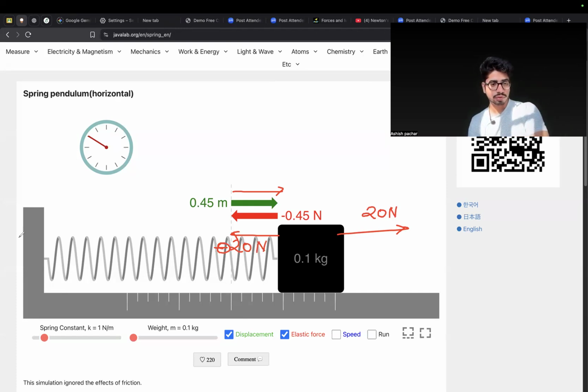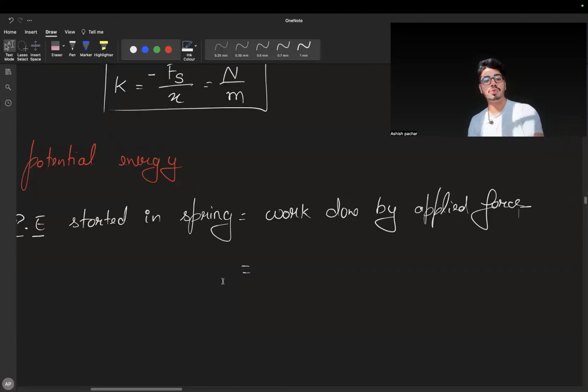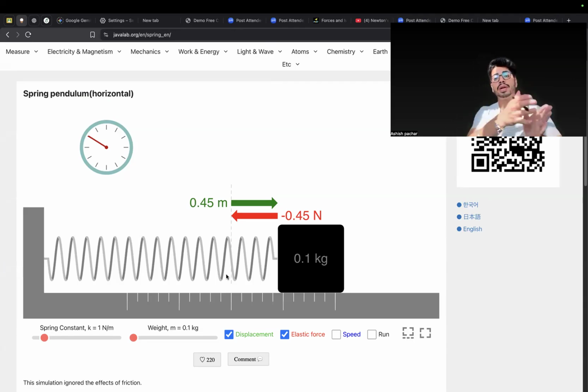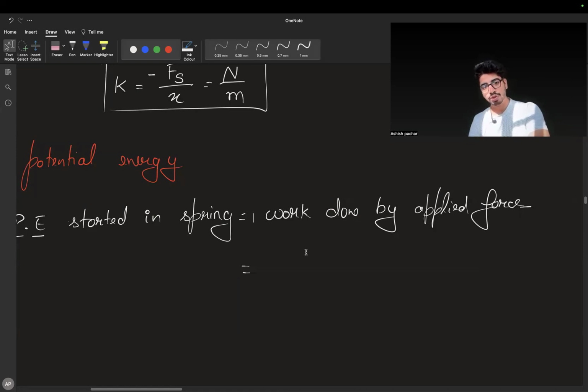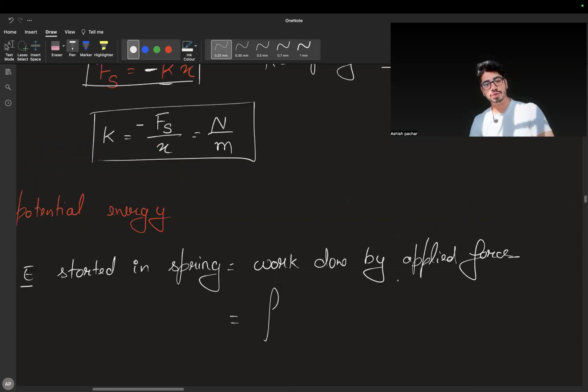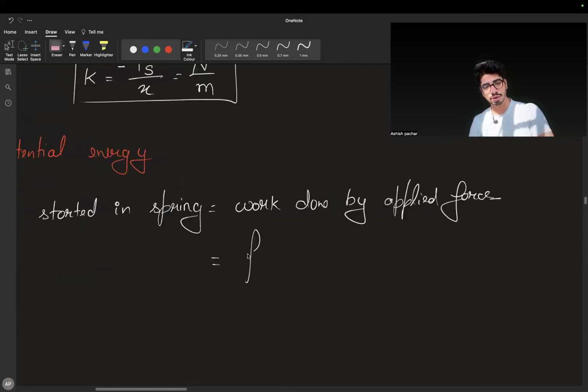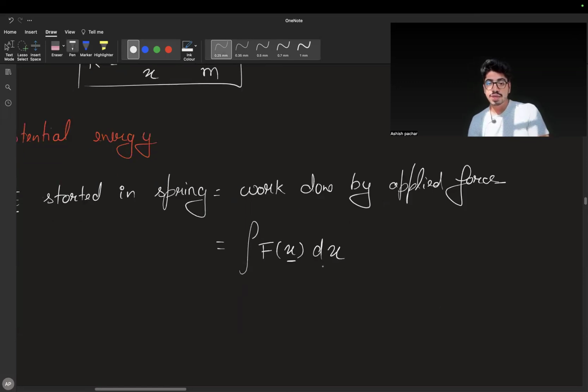So whatever the work done by me, the spring force does the same amount of work, but in the negative direction. First, let's calculate this one. Because the force is variable, whenever the force is variable, we have to write work done as an integration of force. The force is a function of x, because as the displacement is changing, the force changes, times the displacement dx, correct? So I'm going to integrate that.